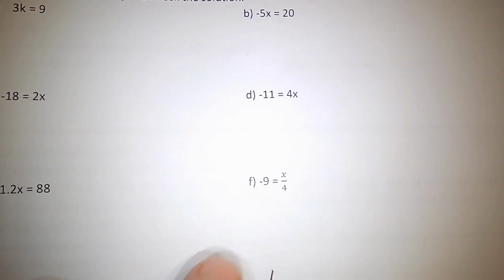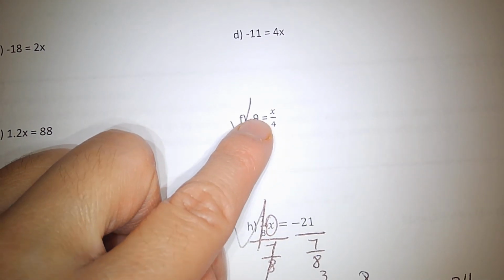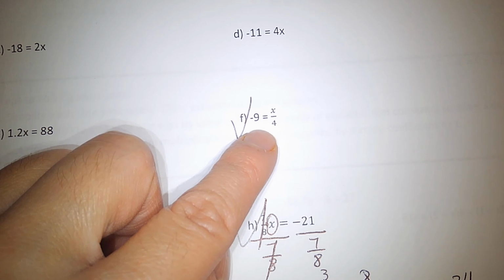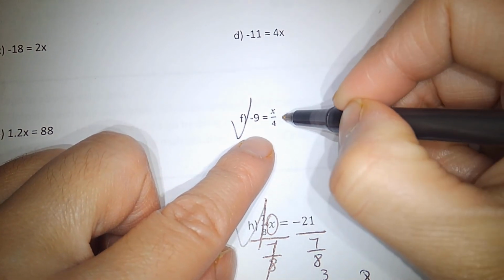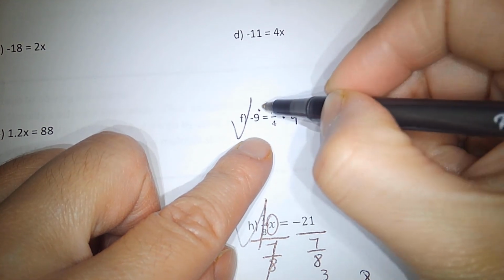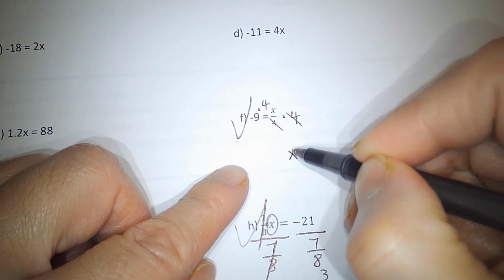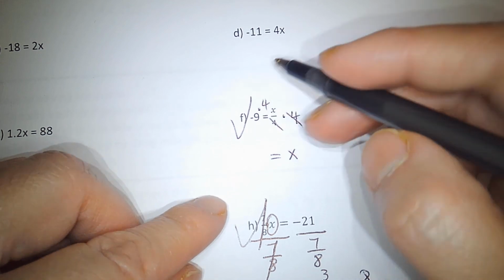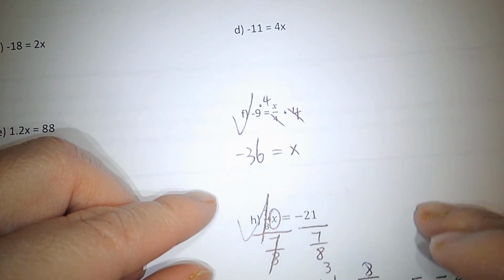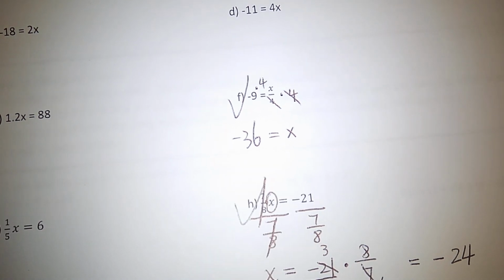Alright, let's try one more. Question F. Negative 9 equals x over 4. How to isolate x? Times 4, right? We have been doing all of those dividing, okay? So x over 4 times 4, the 4s cancel out, right? And the left hand side gives us negative 9 times 4 gives us what? Negative 36. So x equals negative 36, right? Alright, so let's move on to the next page.